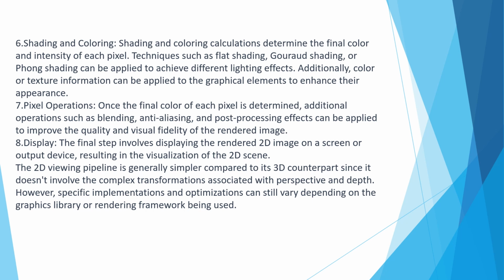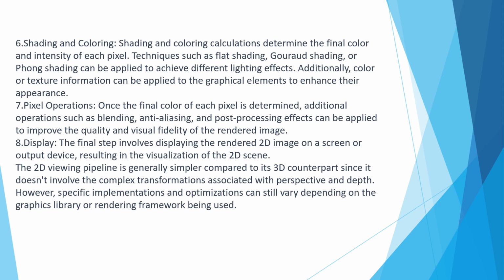Shading and coloring. Shading and coloring calculations determine the final color and intensity of each pixel. Techniques such as flat shading, Gouraud shading or Phong shading can be applied to achieve different lighting effects. Additionally, color or texture information can be applied to the graphical elements to enhance their appearance. Pixel operations. Once the final color of each pixel is determined, additional operations such as blending, anti-aliasing, and post-processing effects can be applied to improve the quality and visual appeal of the rendered image.